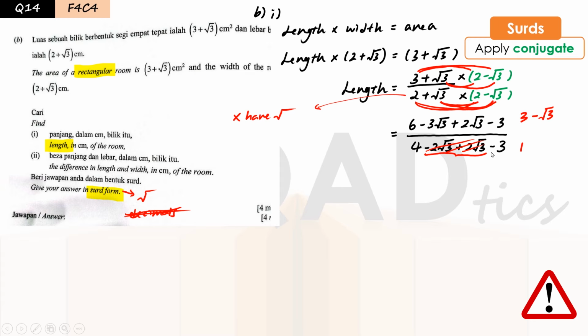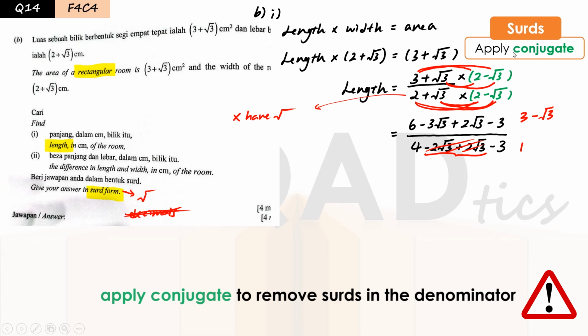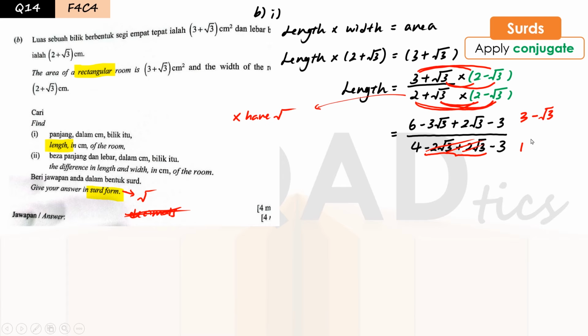Okay, how did we do it? We applied the conjugate. So conjugate helps us to remove the square root in the denominator. Alright, so our result now is 3 minus square root 3 over 1, which is also 3 minus square root 3. And this would be our answer. So again, write it in the surd form, do not write it in decimals.